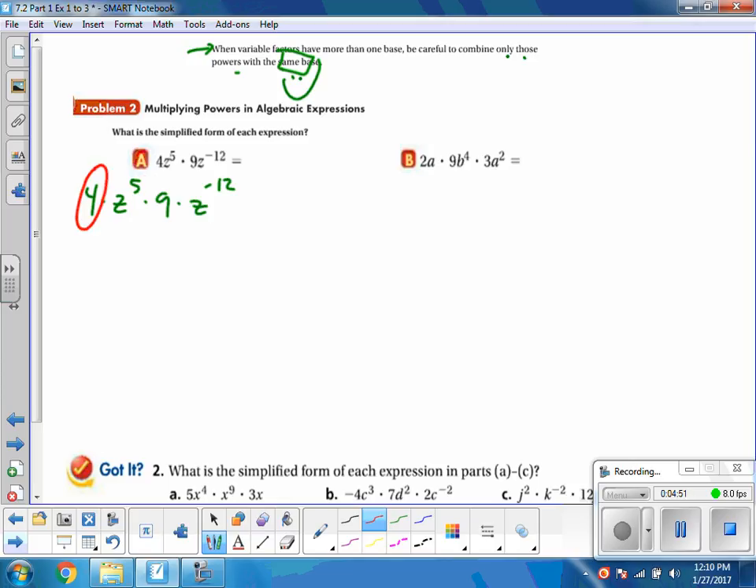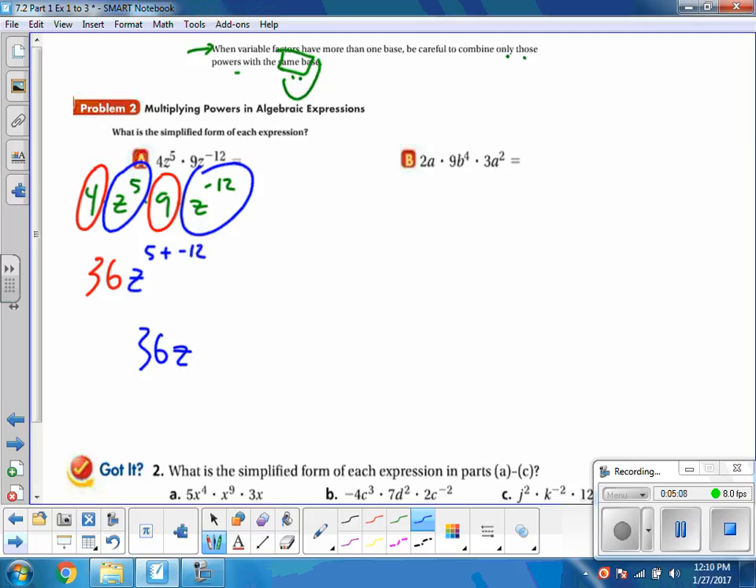So I have the coefficients, 4 times 9, which is 36. And then I'm going to look at my bases and use my product rule here. I have the same base of z, and I'm going to take my exponents and add them together. So I end up with 36z to the 7th power. Is that right? Oh, it's negative 7.